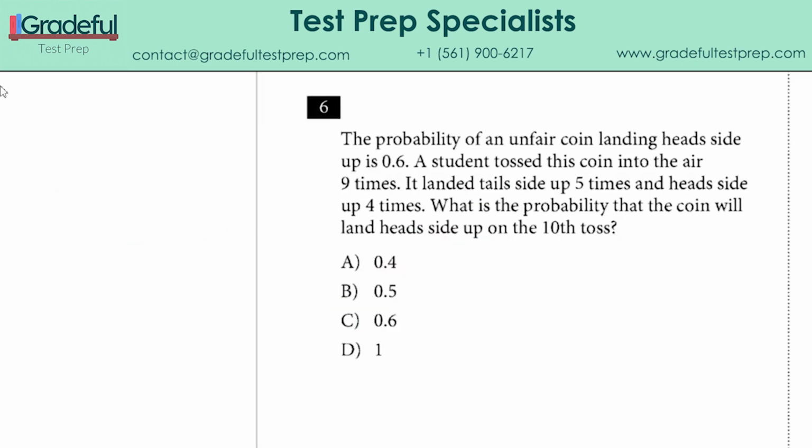Number 6 is a really interesting question. We're seeing that the probability of an unfair coin landing head side up is 0.6.